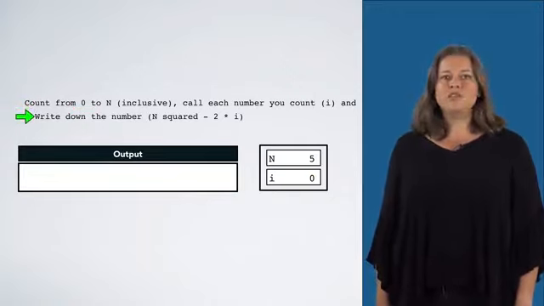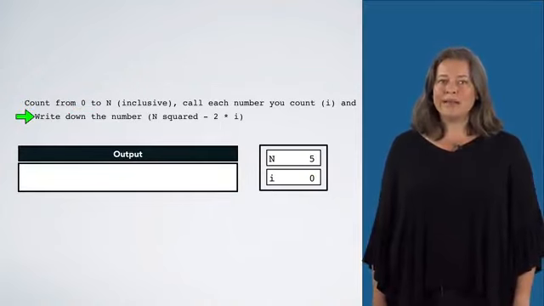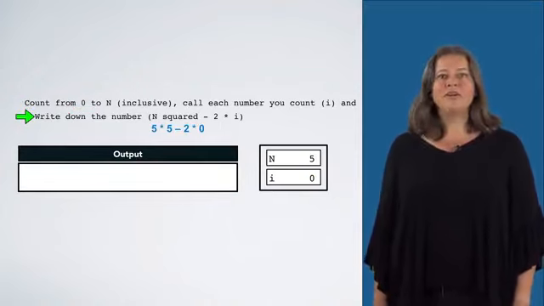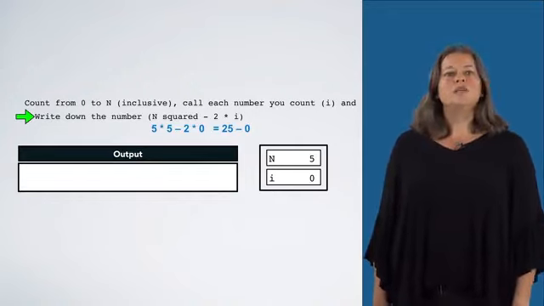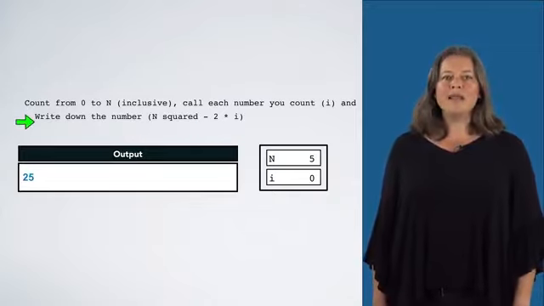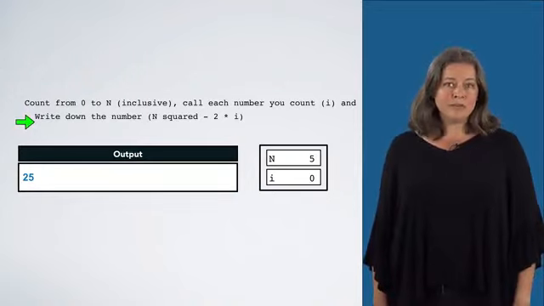The next thing we're going to do is write down n squared minus 2 times I. We have a little bit of math to do here. n is the value 5 and I has the value 0. So this gives us 25 minus 0, or 25. And again, we're supposed to write this number down. So we place this number into our output box.